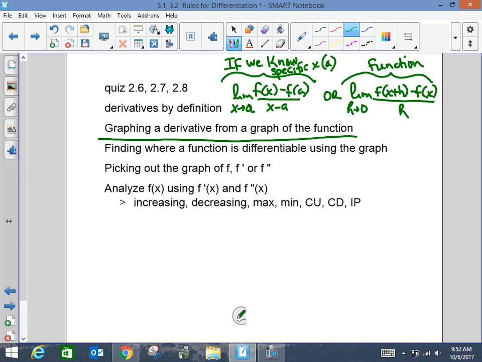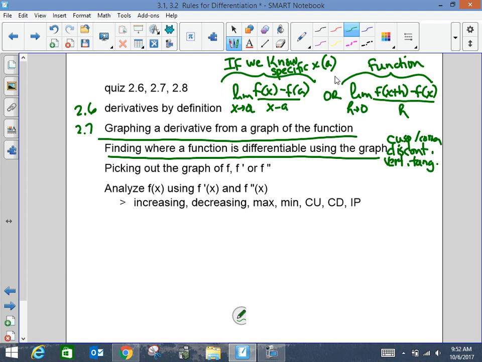Okay? And then graphing a derivative from the graph of a function. Let's do 6. Finding where a function is differentiable using the graph. You're talking cusps, corners, you're talking discontinuity, and you're talking vertical tangent. And sometimes a vertical tangent kind of looks like a cusp, just slides down a little bit. This is a vertical tangent. Okay, and you're just eyeballing those. There's no function f of x involved as part of the equation. You're just looking at the graph.